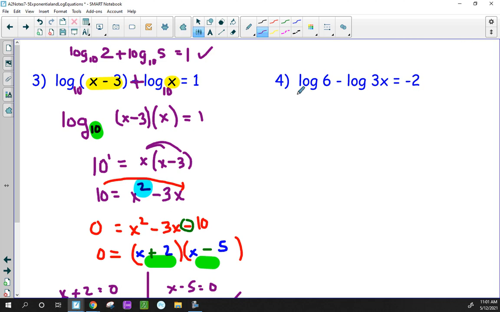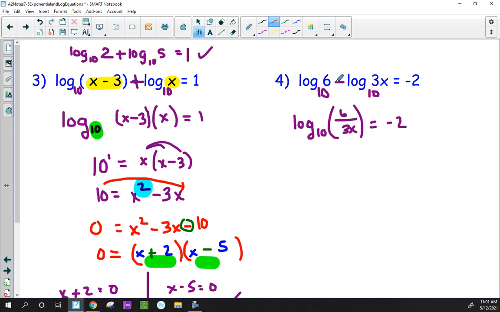Okay, let's try number 4. Number 4's problem is log base 10 of 6 minus log base 10 of 3x is equal to negative 2. So I look across the board, obviously the same base. I have a big subtraction sign in the middle. I'm going to use the property, the quotient rule, to condense this one. So it's going to be log base 10 of 6 divided by 3x. Okay, and that's equal to negative 2.